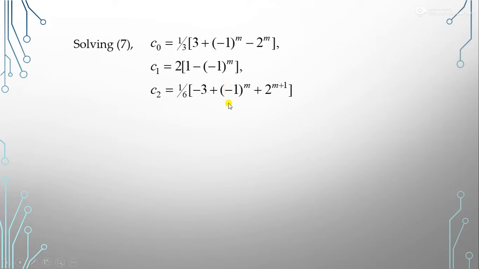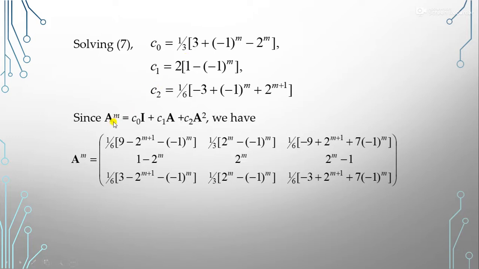Now put these values in our expression for A raised to the power m. When we put these values of C0, C1, C2 in our expression, we get this type of matrix, and you solve it yourself. This is your task: solve it and find your matrix. You will get this type of matrix.